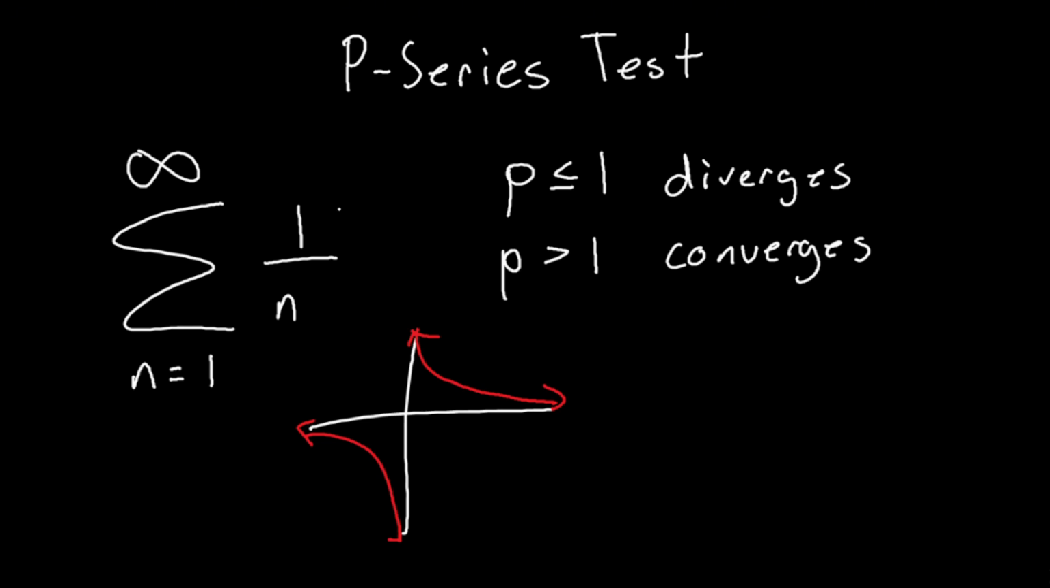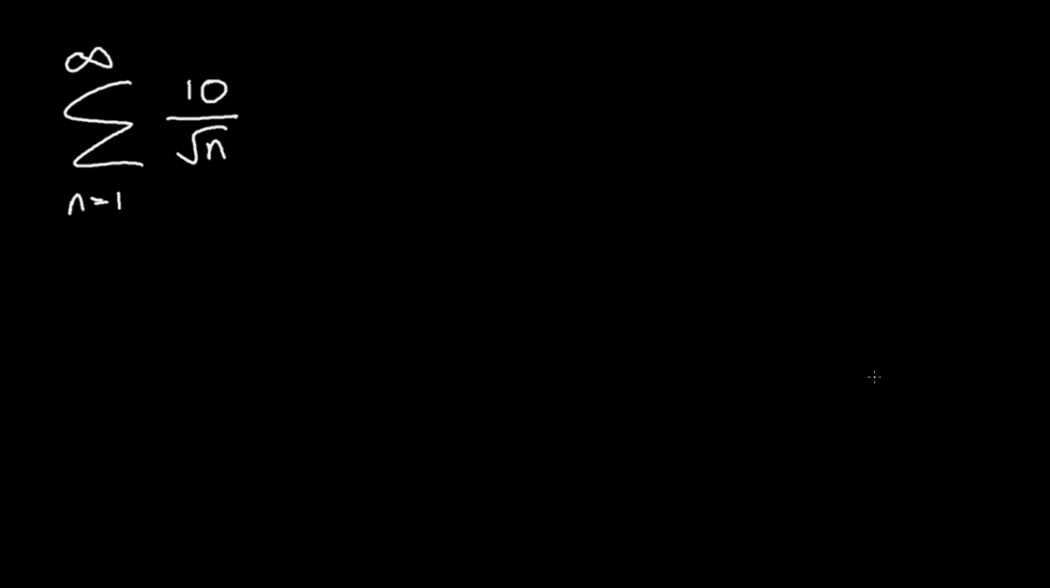Now, 1 over n squared, well, p is greater than 1, right? The exponent on the n value in the denominator is greater than 1. Therefore, this series converges. Let's go ahead and determine if this series diverges or converges.